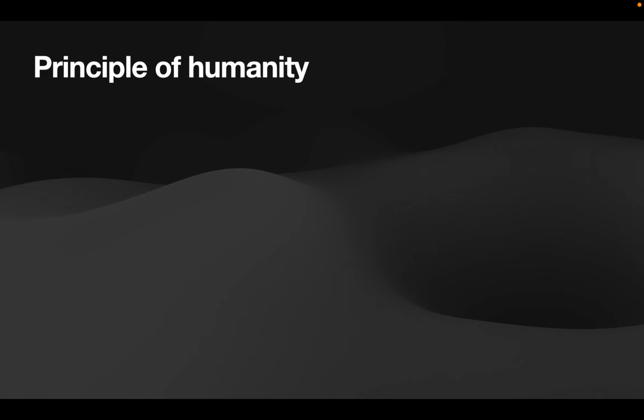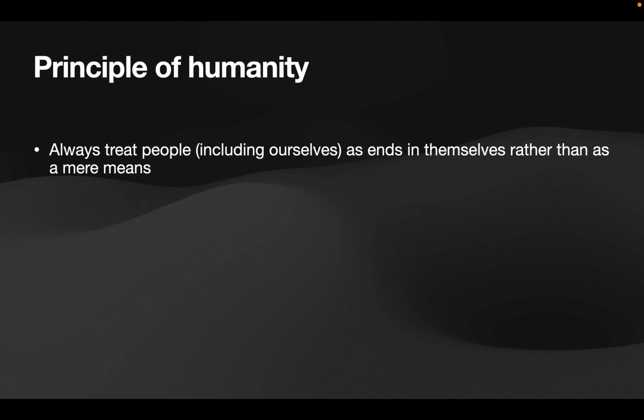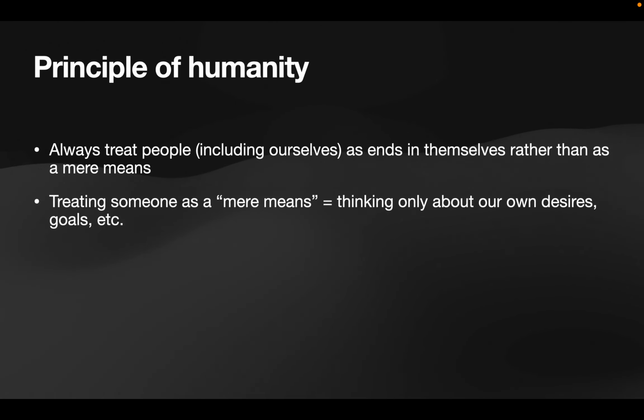The other principle that we'll discuss, the Kantian principle, is the principle of humanity. And that says this: always treat people, including ourselves, as ends in themselves rather than as mere means. So what does it mean to treat someone as a mere means? What he means by this is thinking only about your own desires and goals, right?